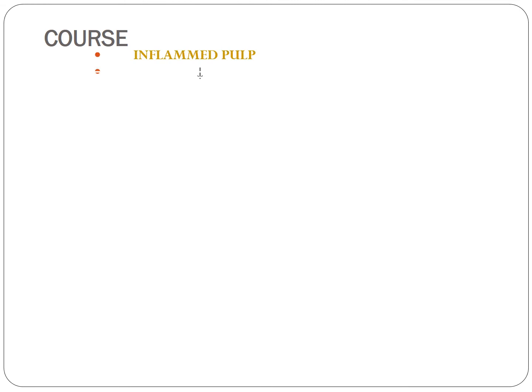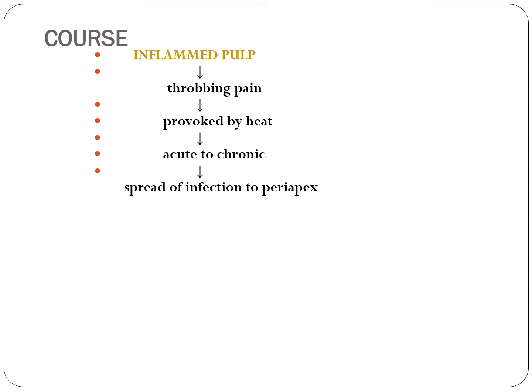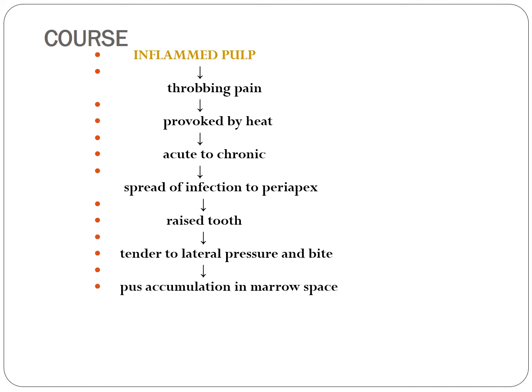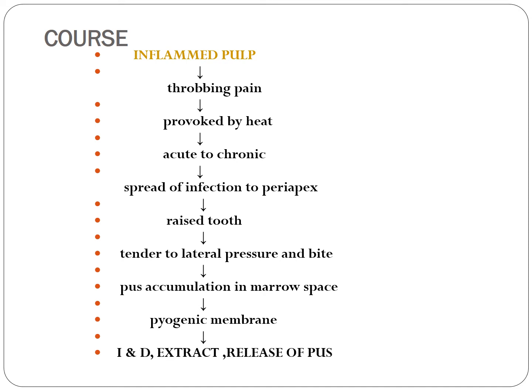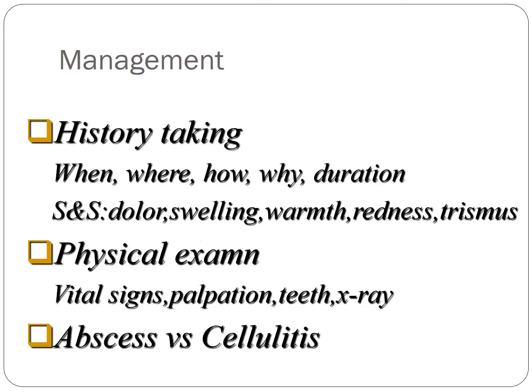And the cause: when there is an inflamed pulp, the patient will have throbbing pain, which is provoked by heat, and it can be acute to chronic. There is spread of infection to the periapex, and when there is infection at the apical region, the tooth appears raised, and the patient will have tenderness to lateral pressure. When you percuss the tooth, the patient will complain of pain, also while biting, and there will be pus accumulation in the marrow space, and the abscess will have a pyogenic membrane. The treatment for this is incision and drainage to release the pus, or extract the tooth and release the pus.